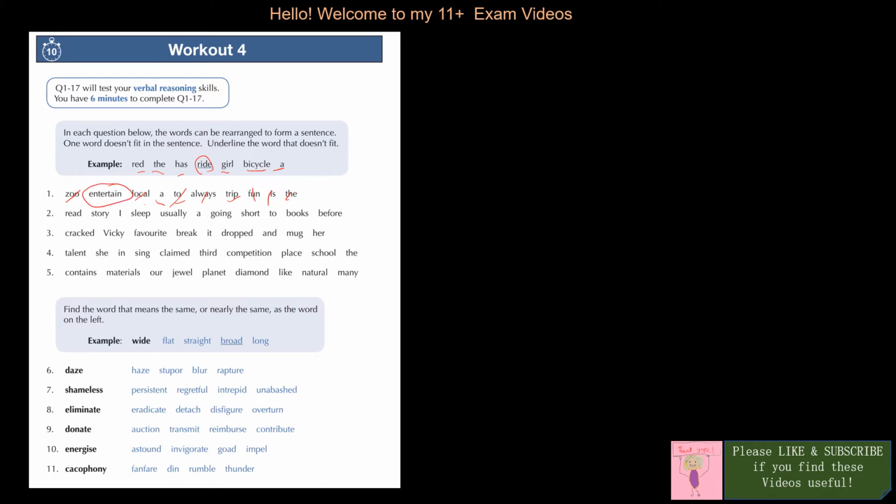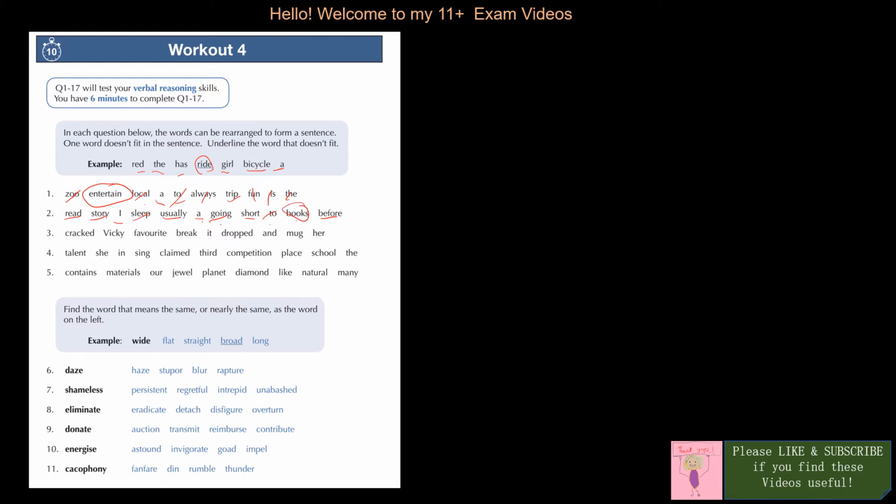Then I have number two, which says read, story, I, sleep, usually, a, going, short, two, books, before. So it could be something like I usually read a short story or books. So I think it should be story. I before going to sleep. So books is the odd one out.